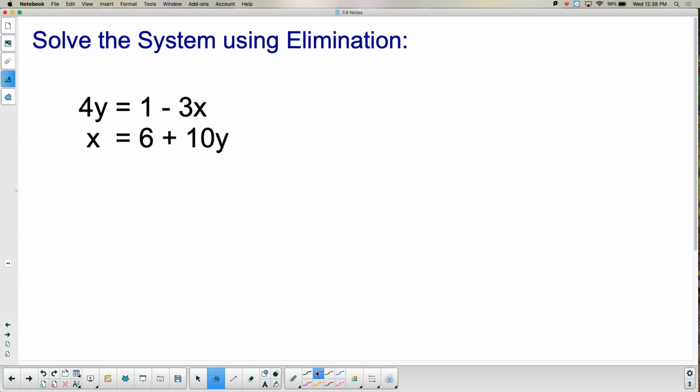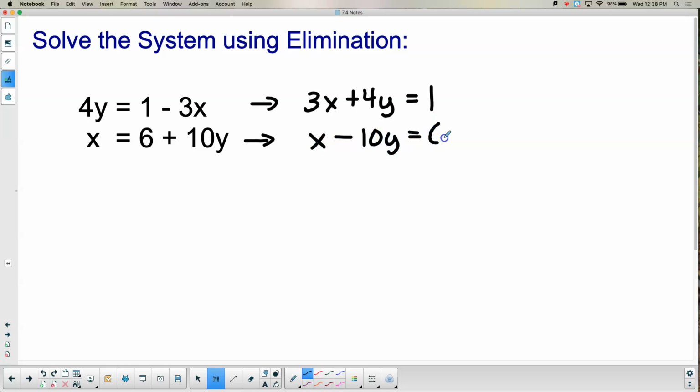So, if this were me, since I'm the one with the magic stylus, I would write this equation first as 3x plus 4y equals 1. And I would write this equation as x minus 10y equals 6. Got to get everything lined up. XY equals number.